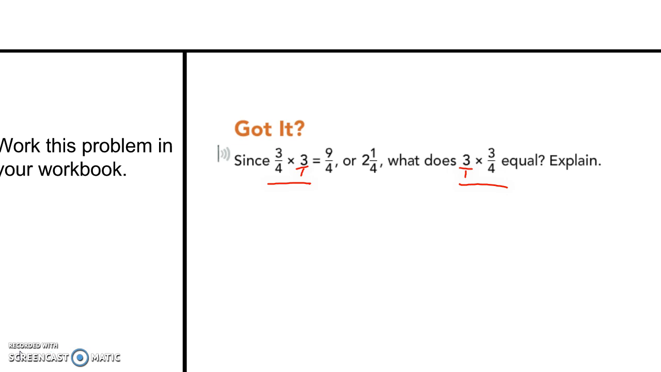The reason you were getting a different answer before is because you were reading the model incorrectly. You were trying to figure out which problem the model showed. You should get the same answer for both of these.